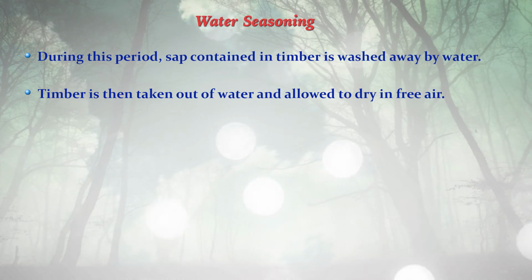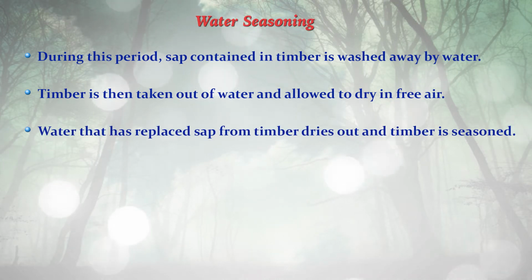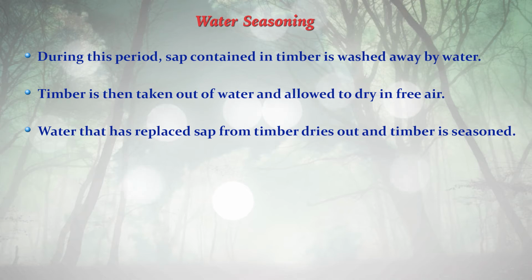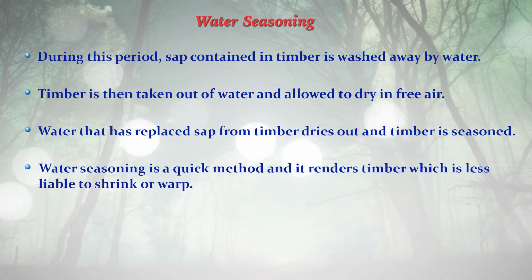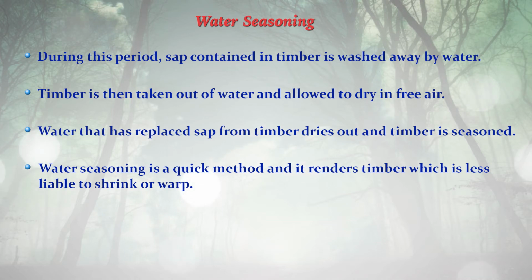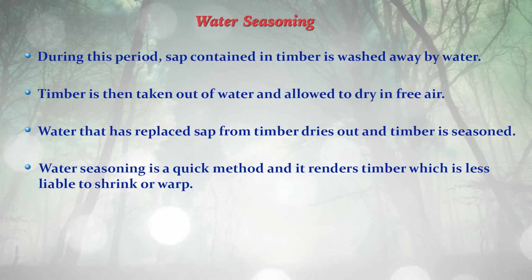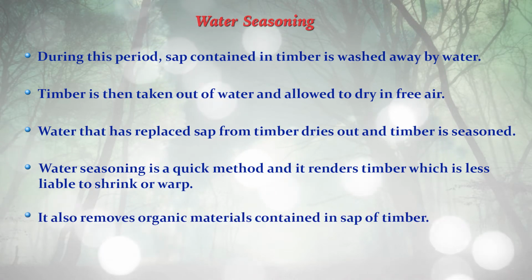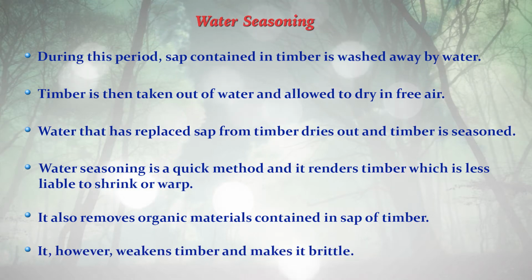During this period, sap contained in timber is washed away by water. Timber is then taken out of water and allowed to dry in free air. Water that has replaced sap from timber dries out and timber is seasoned. Water seasoning is a quick method and it renders timber which is less liable to shrink or warp. So that way it's a good method. It also removes organic materials contained in sap of the timber. It, however, weakens timber and makes it brittle. This is the largest limitation.